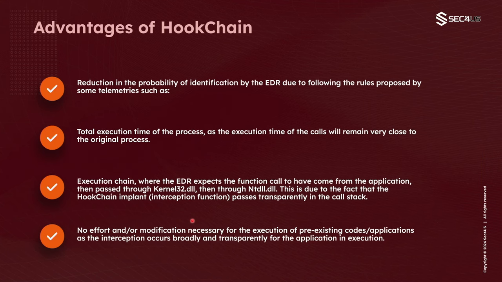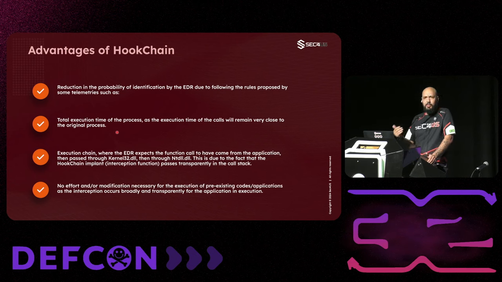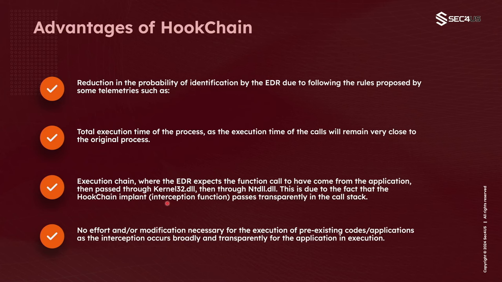Okay? What are the advantages of that? How does this work? Why? Reduction of probability of identification for several reasons. The first one, total time of execution. As I have times similar to the regular execution, the EDR cannot flag us, because the telemetry of total time of execution will be okay, will seem to be valid. And stack frame. Talking about stack frame, I'm flowing, executing as usual, coming from kernel32, for example, KernelBase, and so on. So I'm not skipping steps.